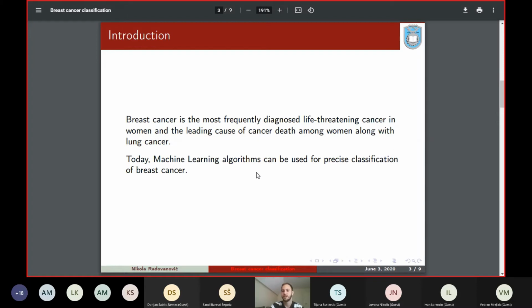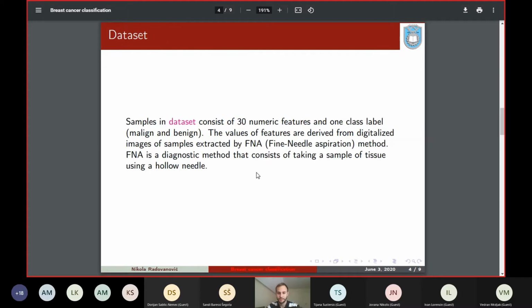The most commonly used techniques for breast imaging are mammograms, ultrasound, and MRI. Breast cancer classification is then conducted by doctors upon looking at the images and physical inspection. Today, machine learning algorithms can be used for early detection and precise classification of breast tumors.